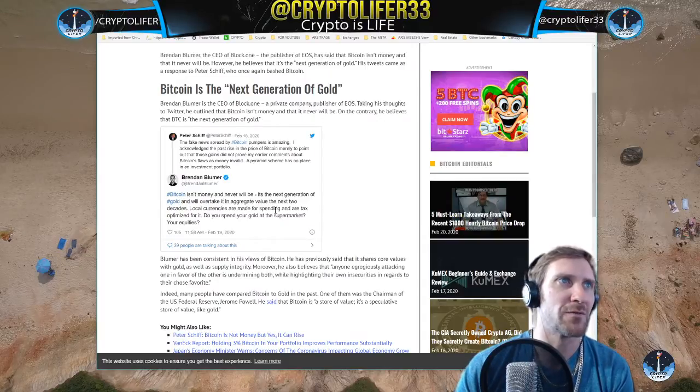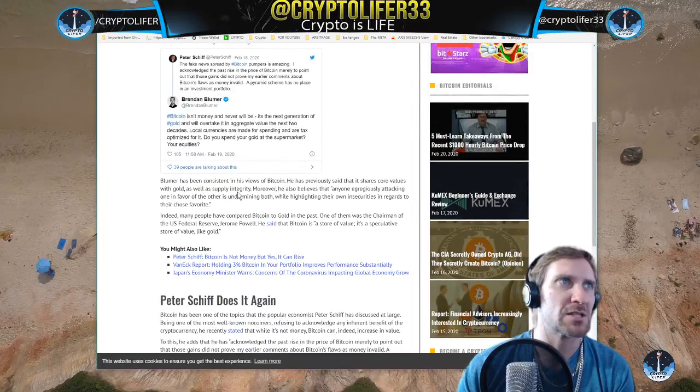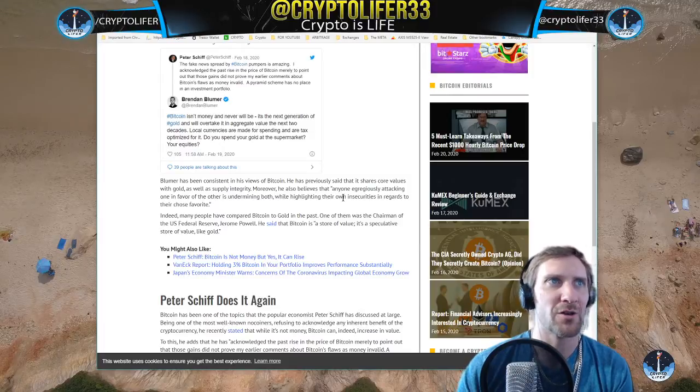Local currencies are made for spending and are tax optimized for it. Do you spend your gold at the supermarket? Your equities? Bloomer has been consistent in his views of Bitcoin. He has previously said that it shares core values with gold as well as supply integrity. Moreover, he also believes that anyone egregiously attacking one in favor of the other is undermining both, while highlighting their own insecurities in regard to their chosen favorite.